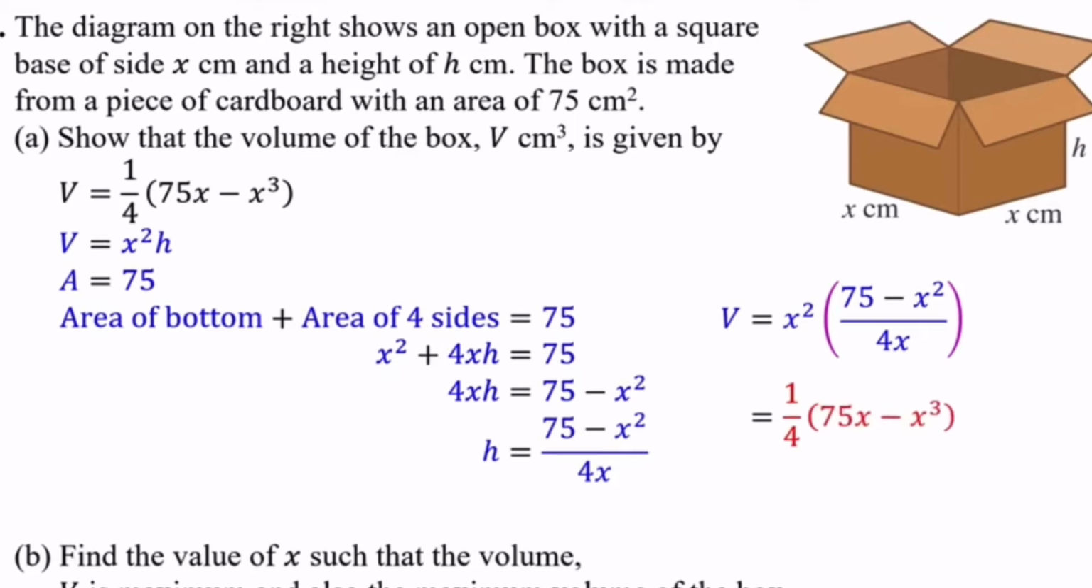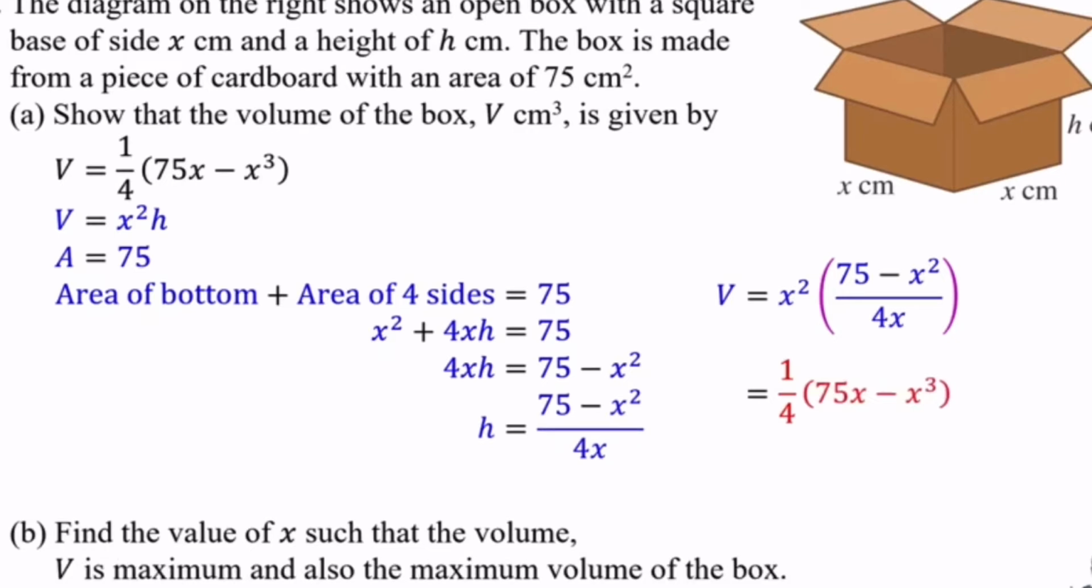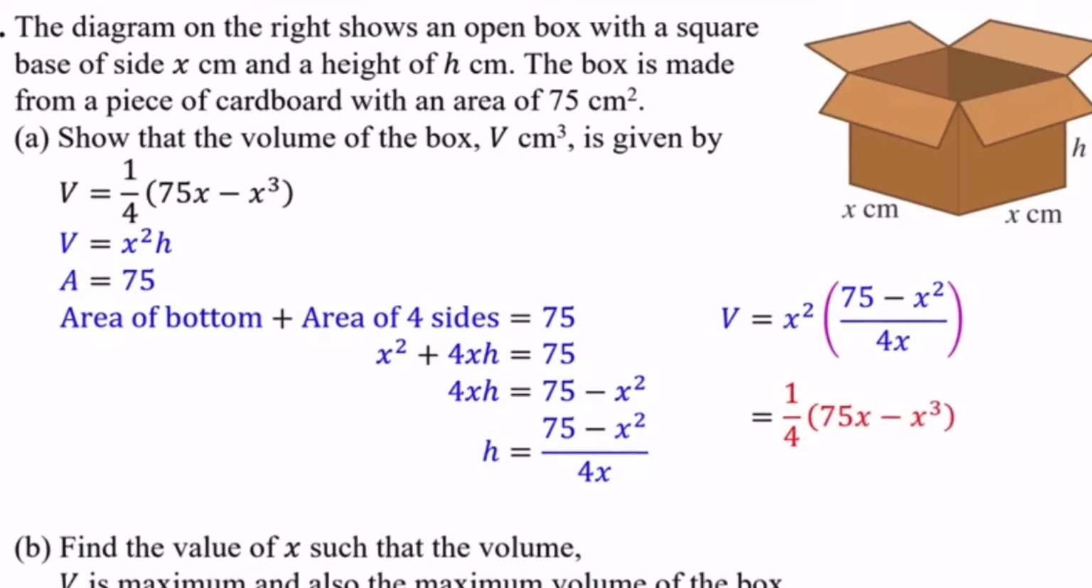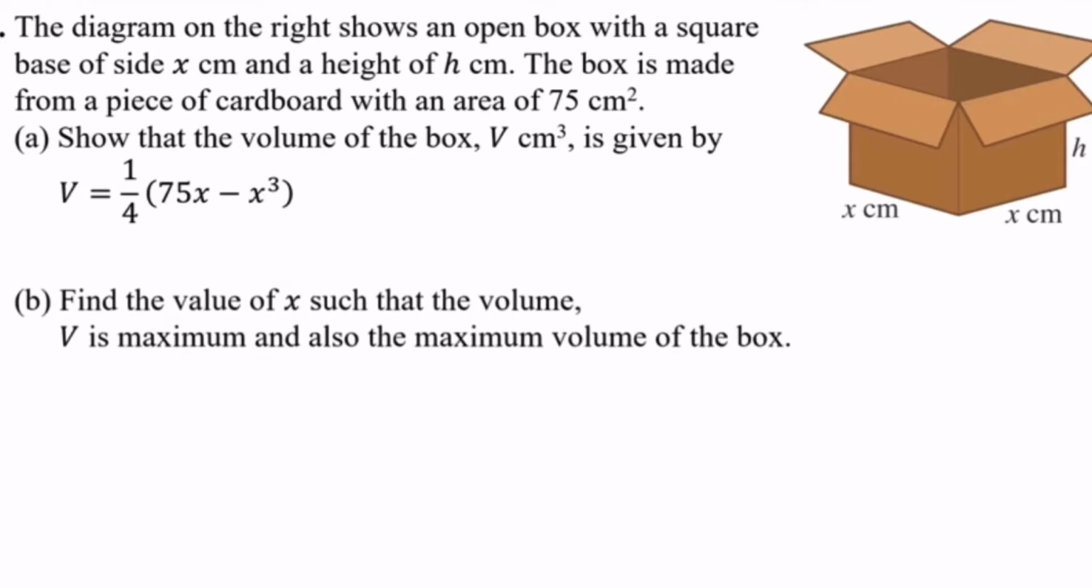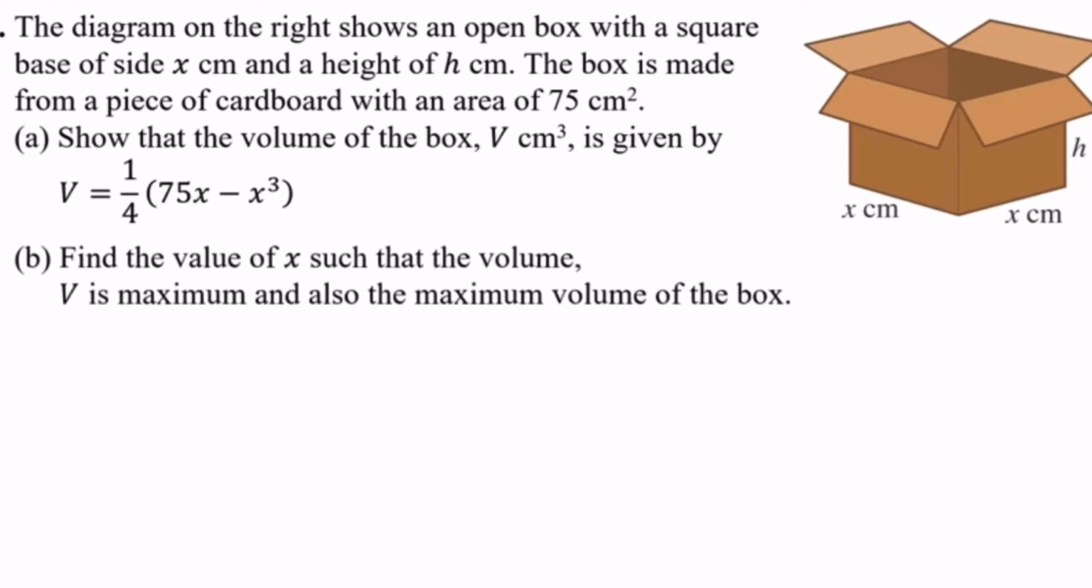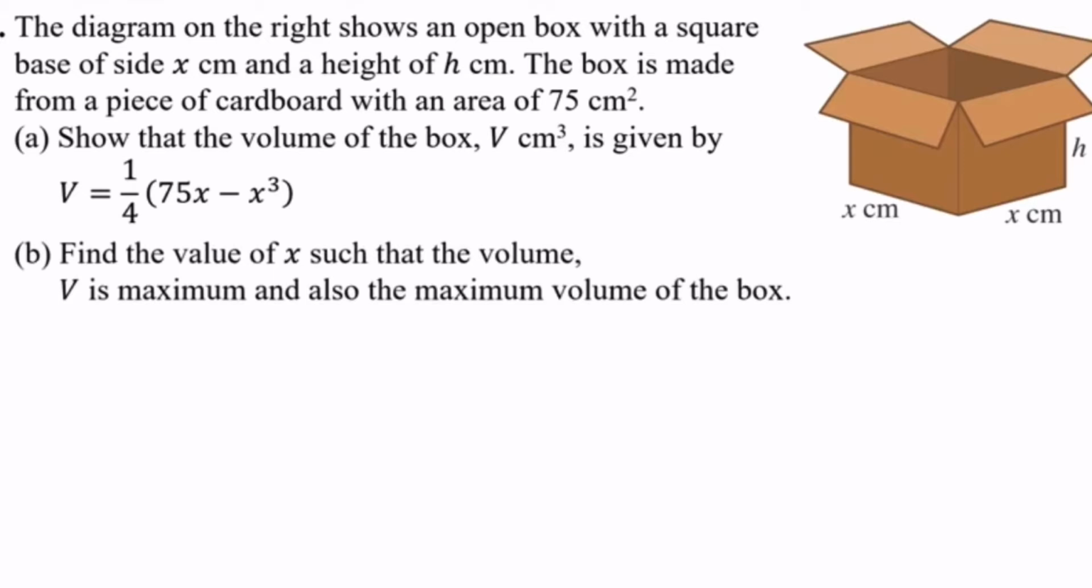So we express the h in terms of the x. Okay, and then we will substitute into the volume formula because the volume was given by the base, which is x squared, times the h. Then we will get the answer for the volume shown. Okay, then for B, find the value of the x such that the volume is maximum.